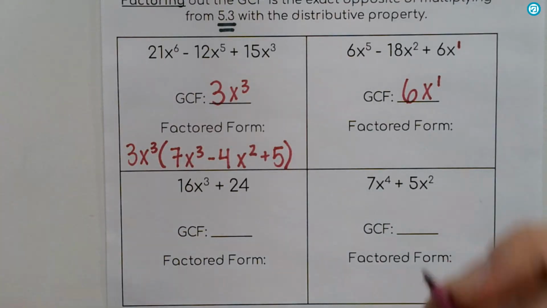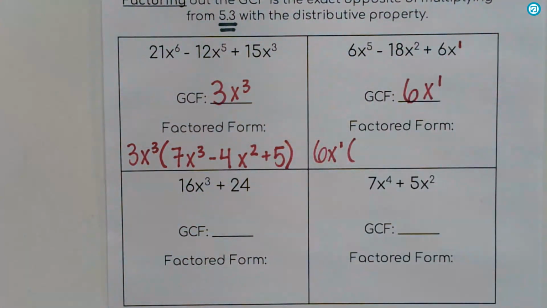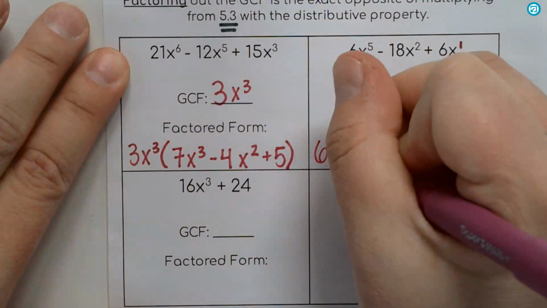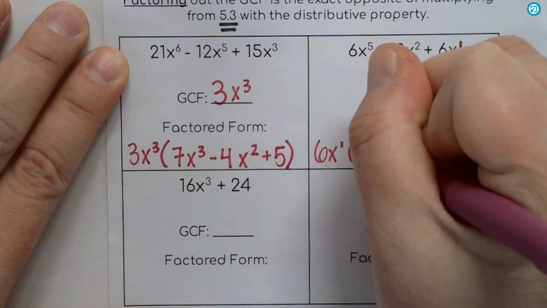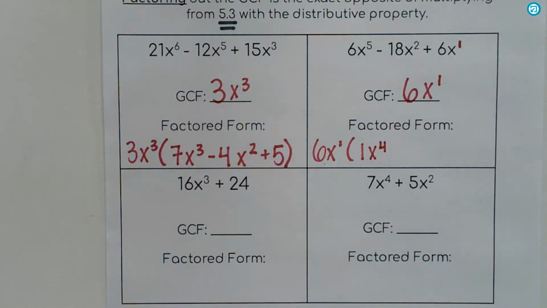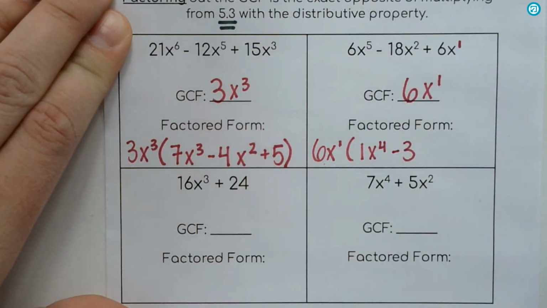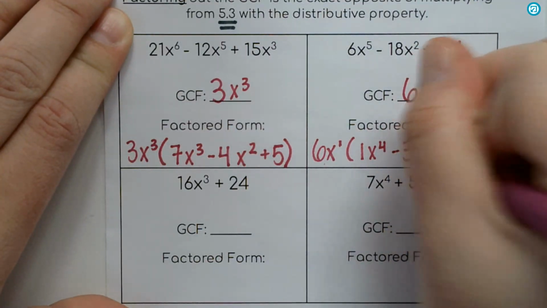Okay, so we'll throw that in front of our parentheses. 6x to the first. Okay, 6 divided by 6 is 1. And then 5 minus 1 is 4. So I've got 1x to the 4th in there. Negative 18 divided by 6 is negative 3. For my x's, 2 minus 1 is 1.